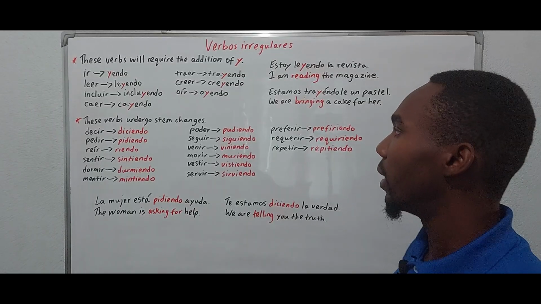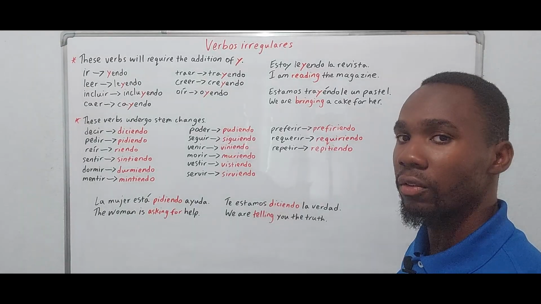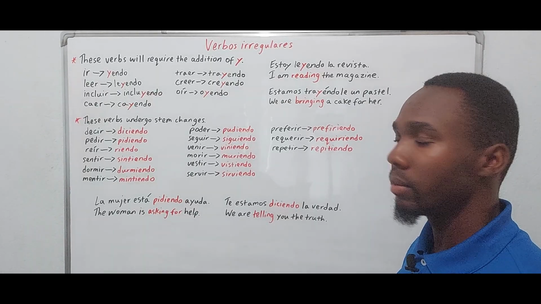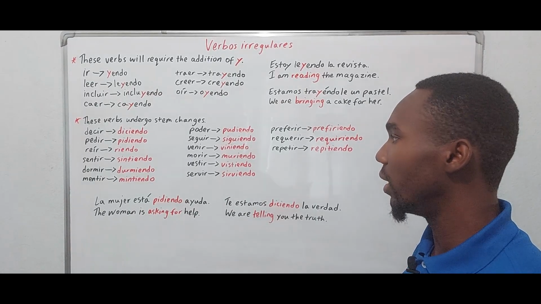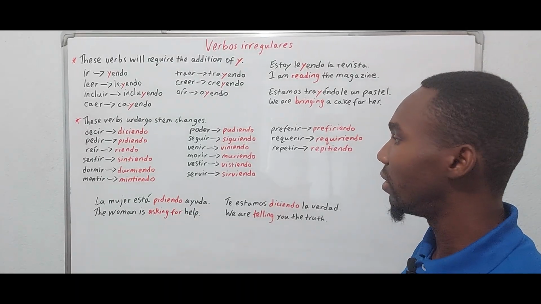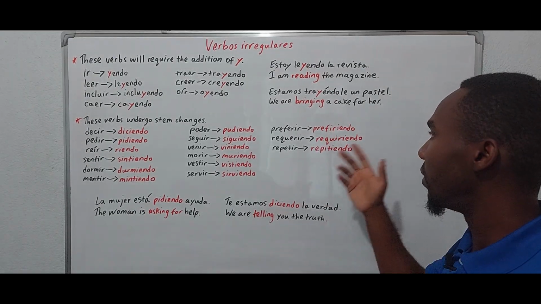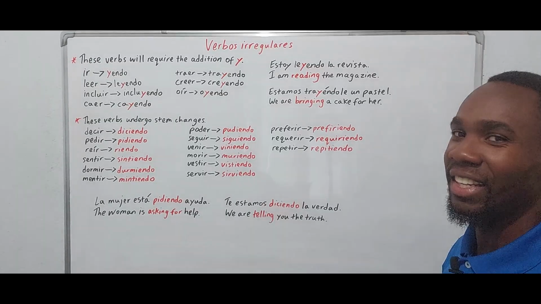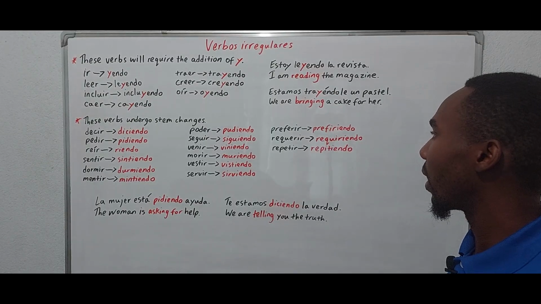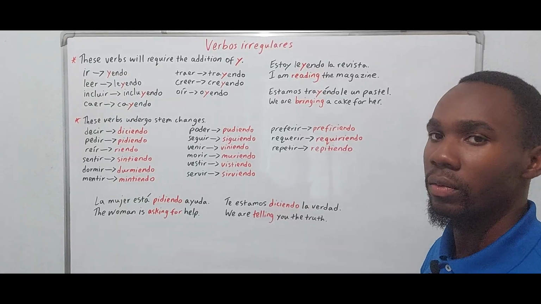Poder, this means to be able to. Pudiendo. Seguir, to follow or to continue. Siguiendo. Venir, to come. Viniendo. Morir, to die. Muriendo. Vestir, to dress. Vistiendo. Servir, to serve. Sirviendo. Preferir, to prefer. Prefiriendo. A little difficult, that one. Requerir, to require. Requiriendo. Repetir, to repeat. Repitiendo.